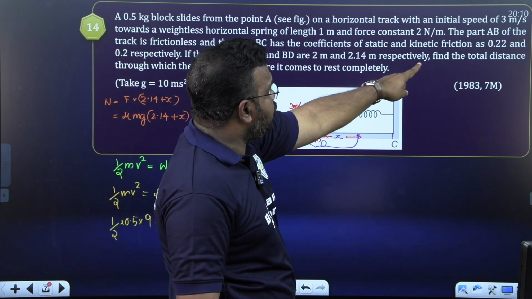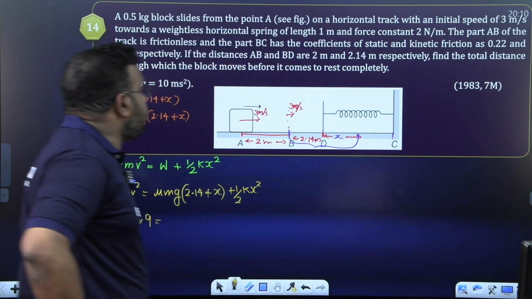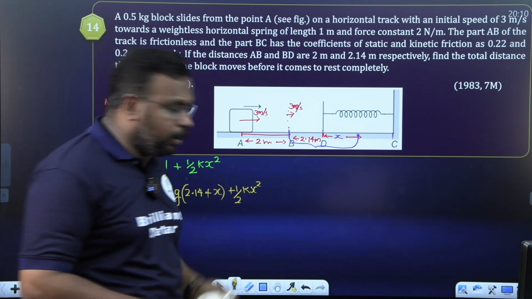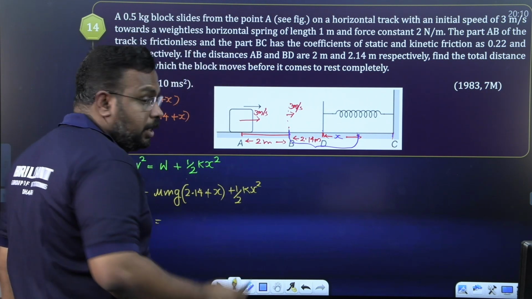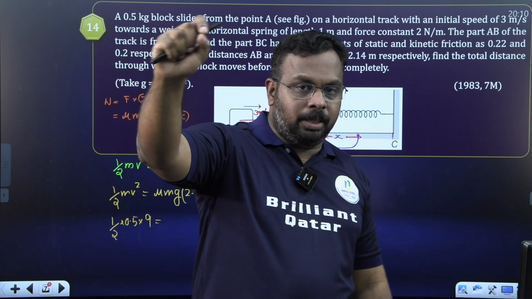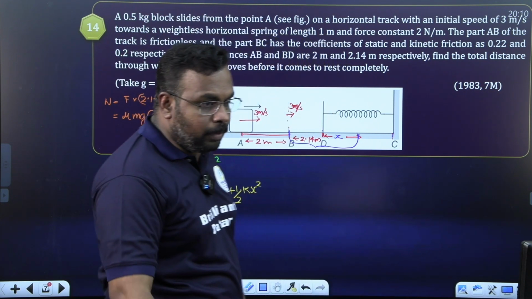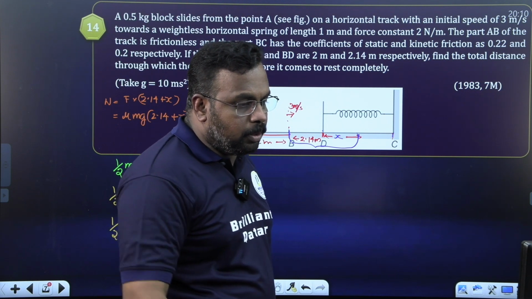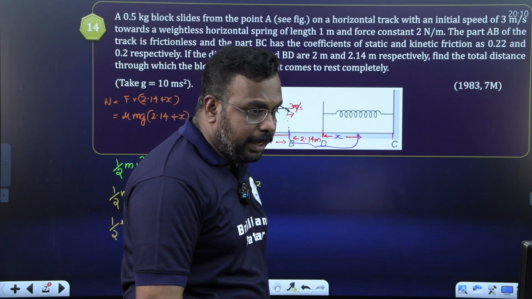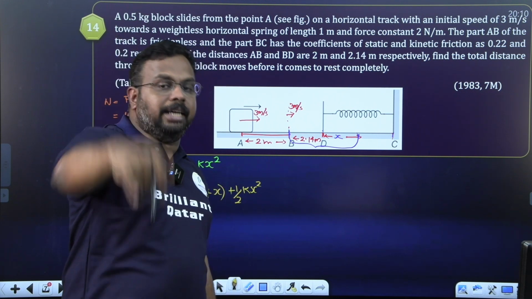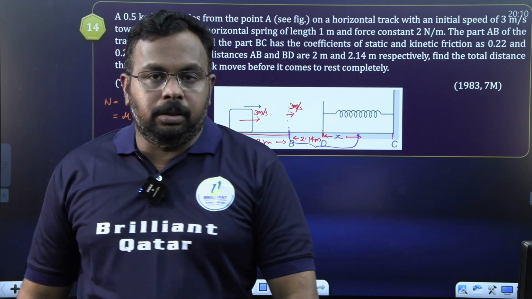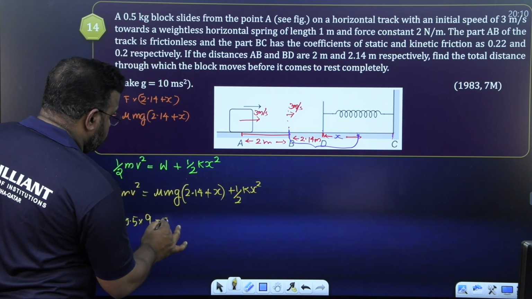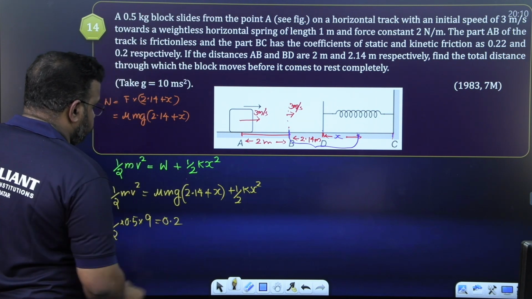One is coefficient of static friction. Coefficient of static friction is 0.22 and coefficient of kinetic friction is 0.2. So which mu we have to take? Is it 0.22 or 0.2? Please comment. Static or kinetic? Ronak is saying it is kinetic. Yes, surely it is kinetic because the body is in motion. The body is moving. So it is kinetic. Kinetic is 0.2, so we can substitute 0.2.